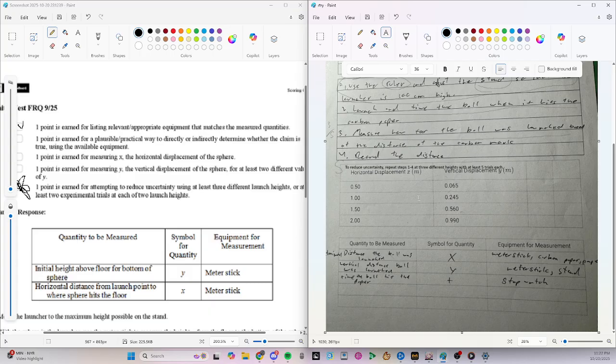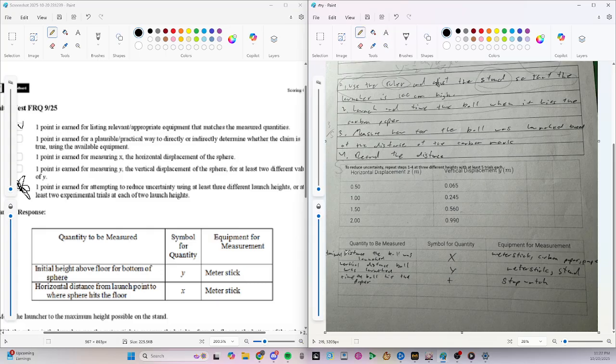And then this part right here, I accidentally put T, but T doesn't really play a role here, so this should not be here. But this is right. This is the vertical distance, which is y, then the horizontal distance, which is x. Then I didn't need to put these. All I needed was meter stick.